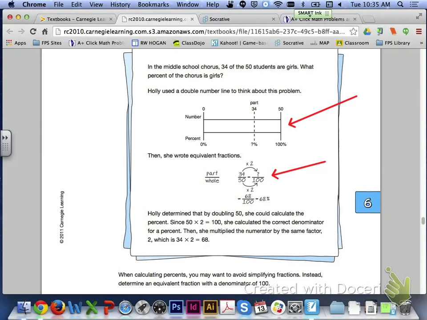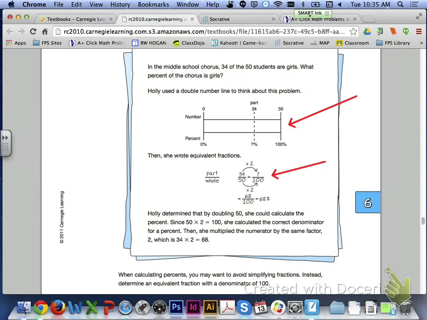So Holly determined that by doubling 50, she could calculate the percent. Since 50 times 2 is equal to 100, she calculated the denominator for a percent. Then she multiplied the numerator by the same factor of 2, which is going to give her 34 times 2, and the answer would be 68. So her answer is 68%. So really what we are doing is, again, talking about our scaling up factors. We are multiplying, in this case, by a fraction form of 1, which would be 2 over 2.